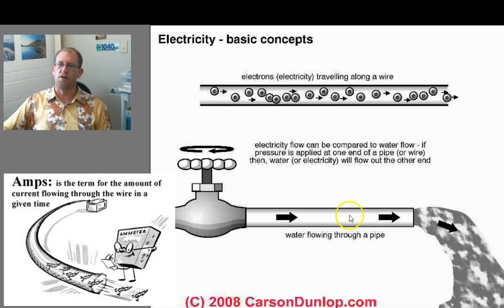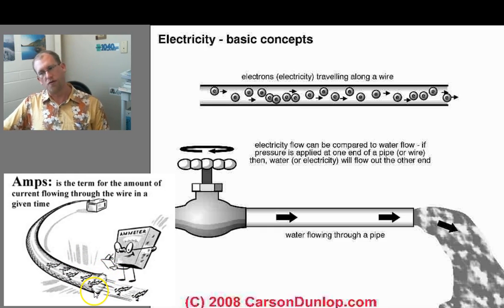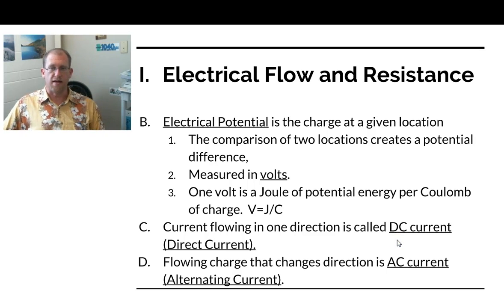Here is a picture. Again, electrons moving down a wire is kind of like water going through a pipe. And an ammeter would be measuring the number of electrons passing by this wire at any given moment, right? How many electrons are going through, like putting a water wheel at the end. Electricity and water have a lot of similarities in this analogy.